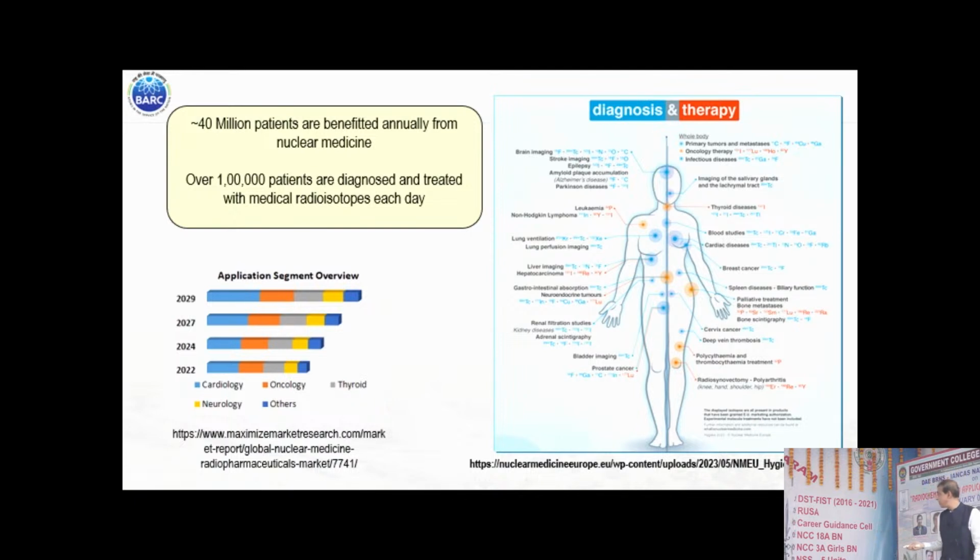Here I have tried to show that for any body organ you take, any function you take, we know which radiopharmaceutical to use and what information we can get. This is very well known and standardized at this moment.